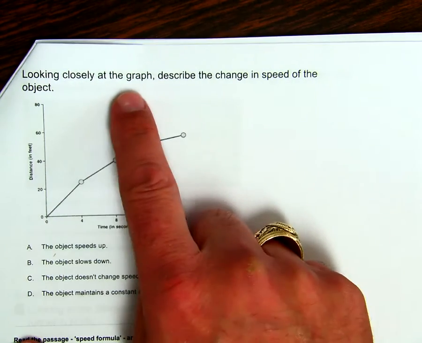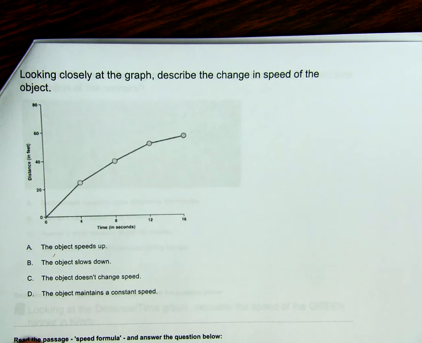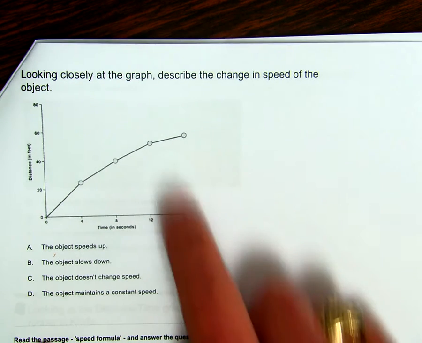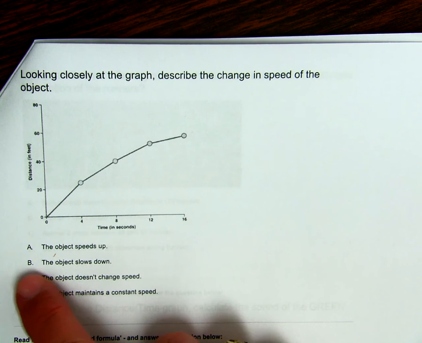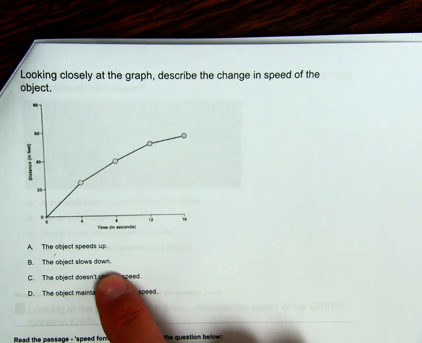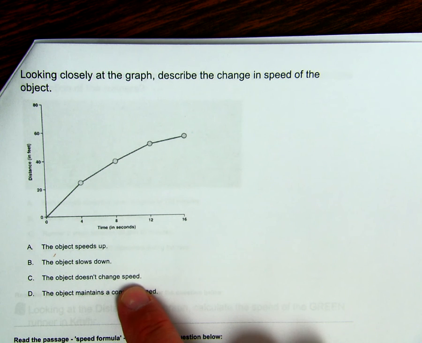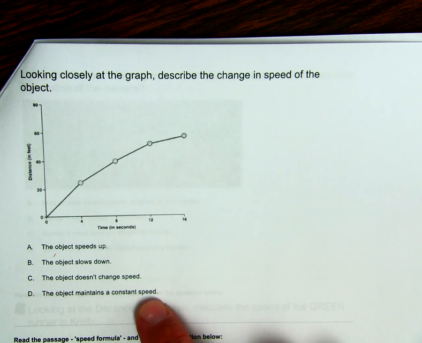Looking closely at the graph, describe the change in speed of the object. X-axis we have time, Y-axis we have distance. You have your line. Is it A, the object speeds up? B, the object slows down? C, the object doesn't change speed? Or D, the object maintains a constant speed?